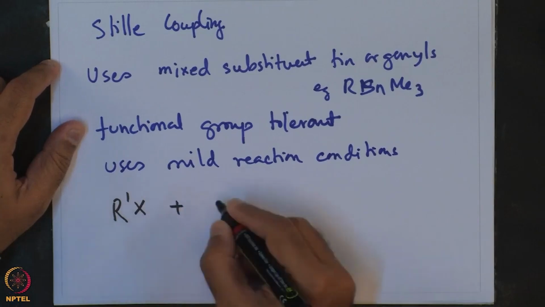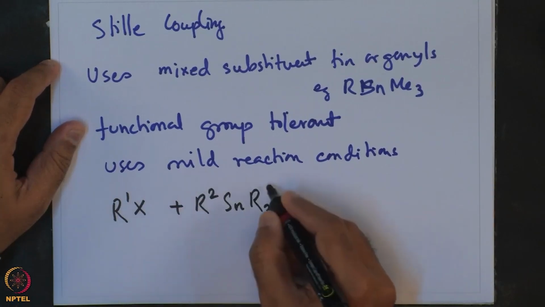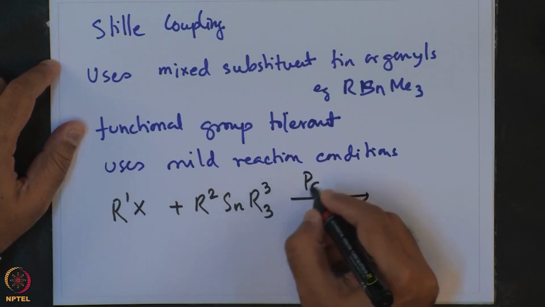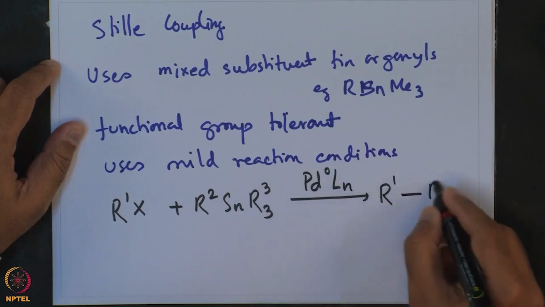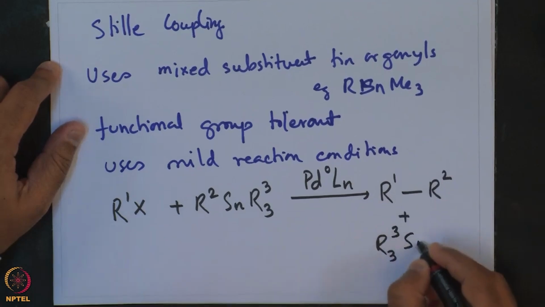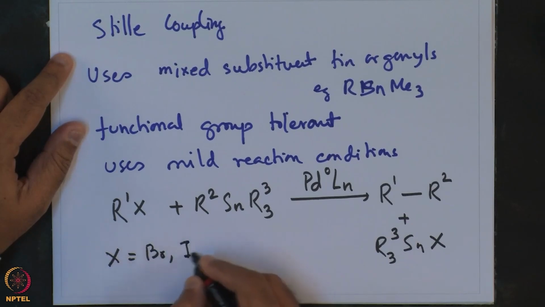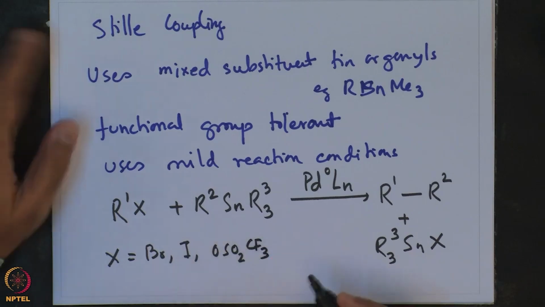R1X plus R2SnR3 gives, in the presence of palladium(0) Ln, R1R2 plus R3SnX, where X is a halide like bromide, iodide, or triflate, OSO2CF3.